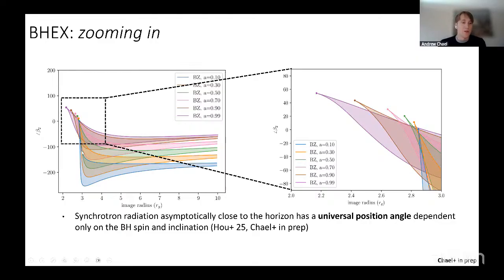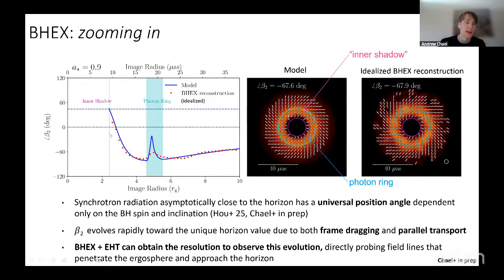So basically, we found that as you go closer and closer to the event horizon, the polarization is approaching a more universal value that's determined by the black hole spin. And you see this strong swing up of polarization just in a few gravitational radii, from where the EHT is observing to basically the edge of this inner shadow feature, or the projected image of the black hole.